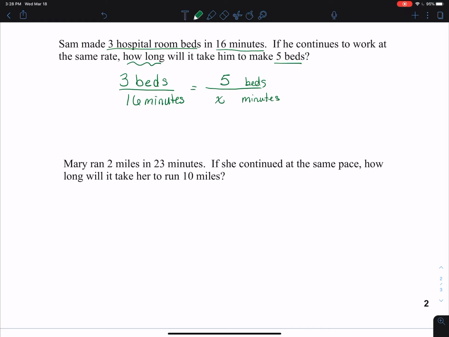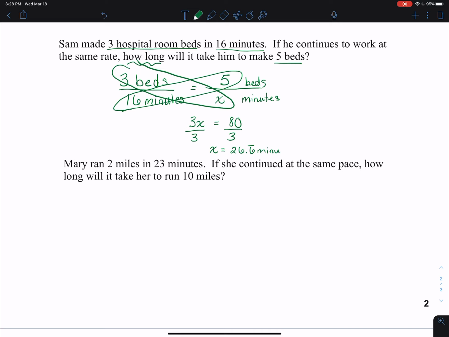Then I can cross multiply the 3 and the x and the 16 and the 5. 16 times 5 gives me 80. Then I can try to get that x by itself. I undo multiplication with division. When I do that, I get x equals 26.6 repeating minutes. You'll see oftentimes for time, we don't want decimals. So if I round this to the nearest whole minute, I'd say that it takes about 27 minutes.